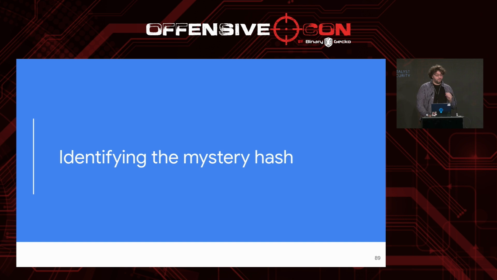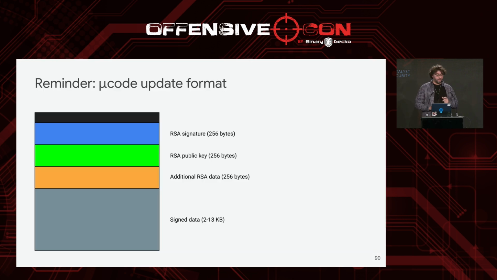Let me now tell you how we use this to identify the mystery hash. Let's look at the microcode update file format again. We have the RSA signature, the public key, some additional data that's not relevant right now, and the signed data. If we modify the signature or the signed data, then, as you would expect, the update does not apply anymore, it fails. That makes sense, the signature is not valid, so it's rejected.